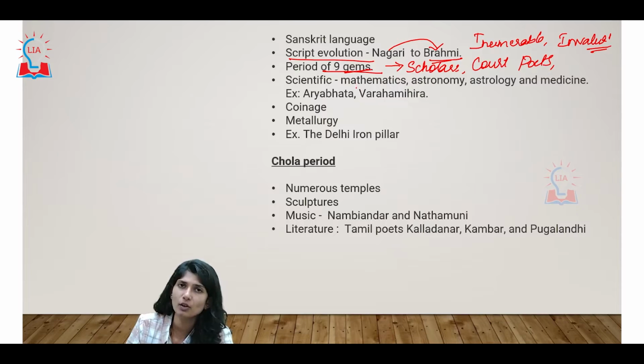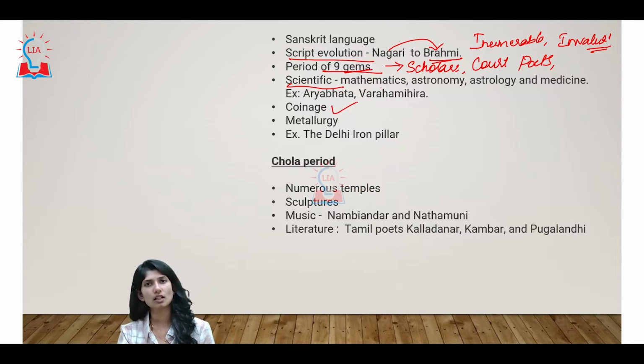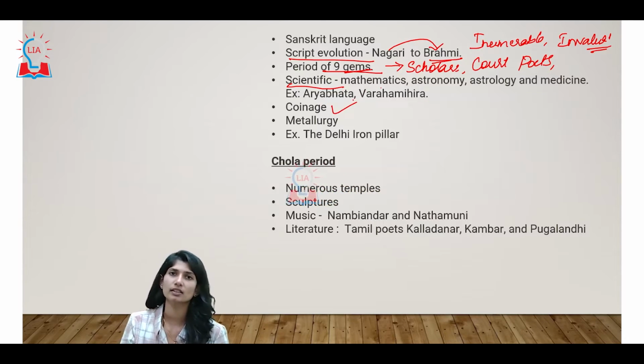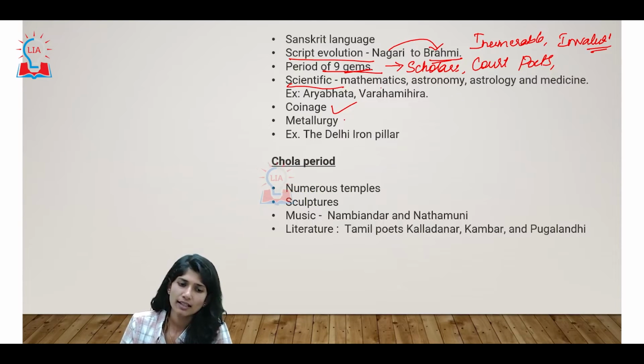The Gupta period also saw scientific growth in the fields of mathematics, astronomy, and astrology. We have different scholars and poets who have produced a huge number of works. You could give their names and examples if you remember. That is a good added advantage. Then with coinage, you all know that the Guptas issued the largest number of gold coins in India. And then metallurgy, the example is your iron pillar, which is still rust free. That is one example.